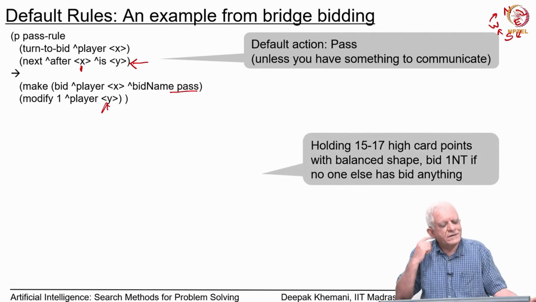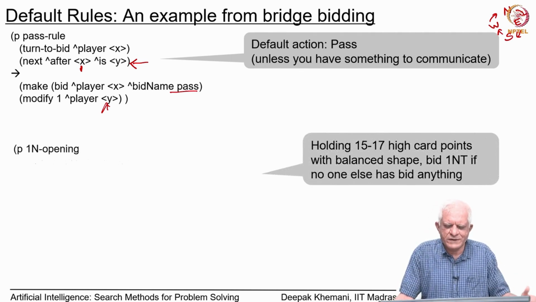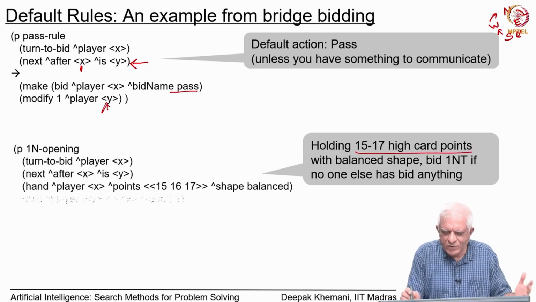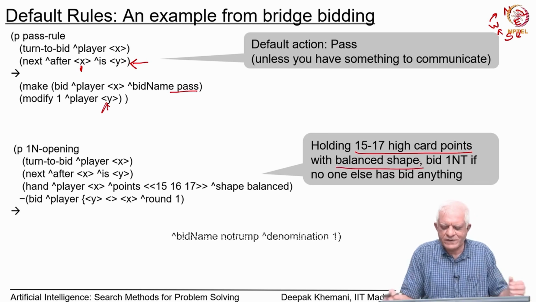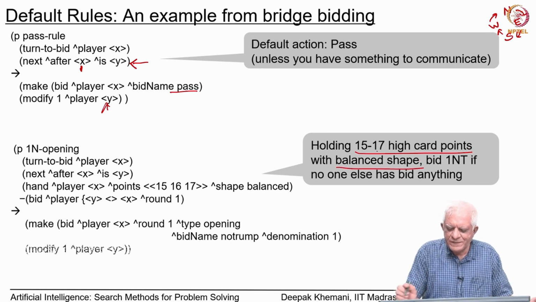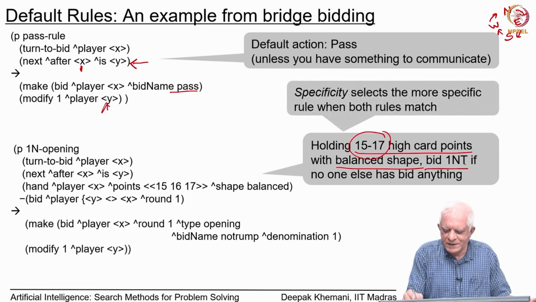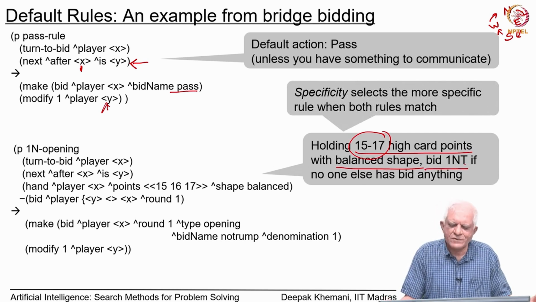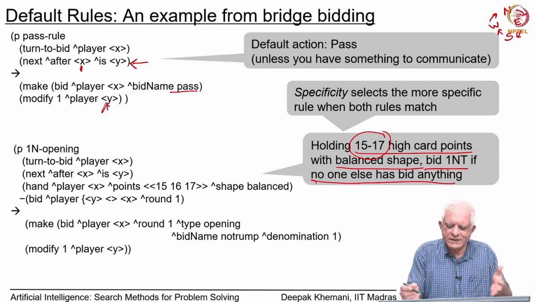Here is just one rule which is more specific than the pass rule, and you do not want to get into the game here, but essentially you measure high card points in a game, and you look at the shape of the hand, how many hearts you have, how many spades you have, and things like that. So, if you have 15 to 17 high card points and if your shape is balanced, then bid 1 no trump, if nobody else has bid anything. This is what is sometimes called an opening bid essentially. If nobody else has bid anything, and if you have this pattern, then make this bid of 1 no trump.